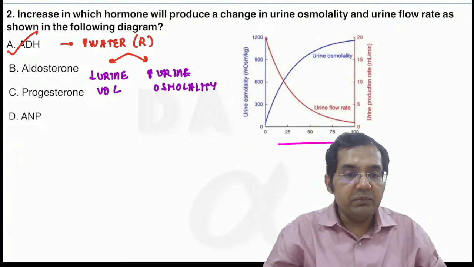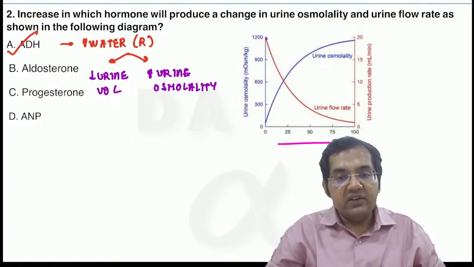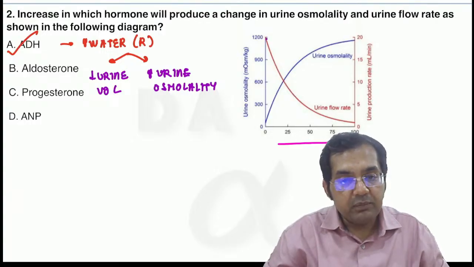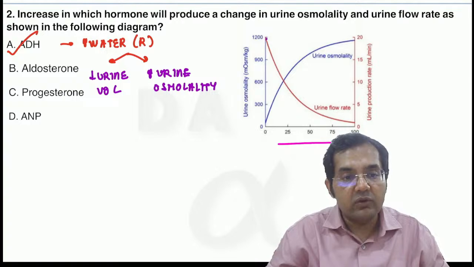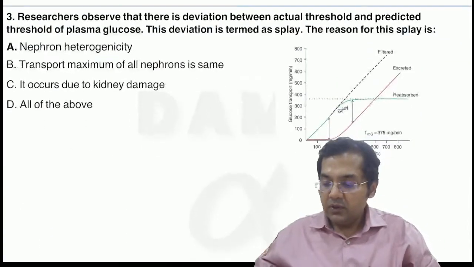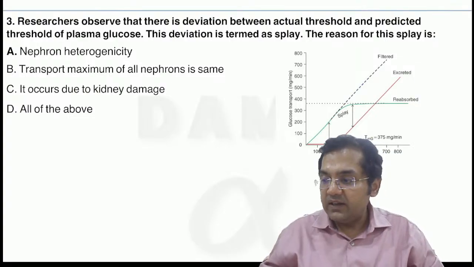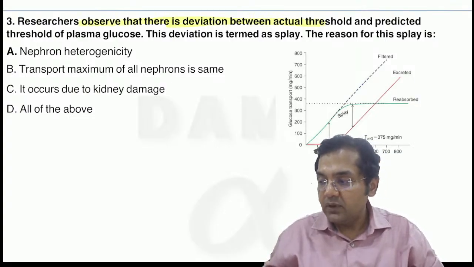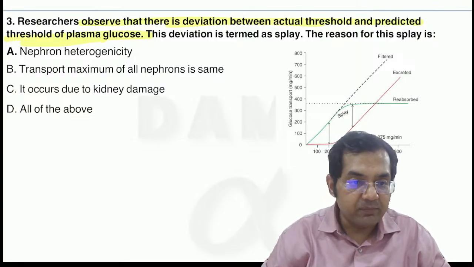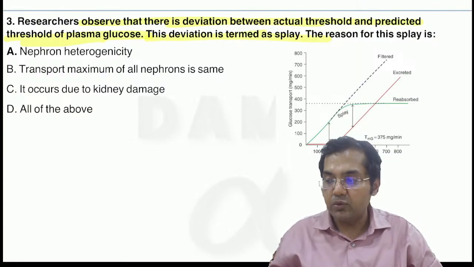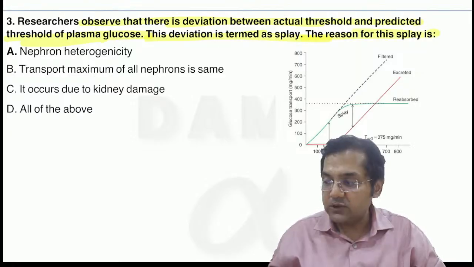ANP is actually going to cause more pressure natriuresis and diuresis, so that is also not the answer. Moving on to question number 3, researchers observe that there is deviation between the actual threshold and predicted threshold of plasma glucose, renal glucose. This deviation is known very well as splay. You can be asked as a short note splay in the exam, what is the reason for the splay?